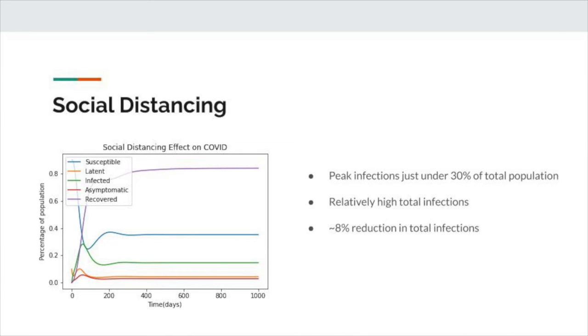Next, we have the plot for social distancing being introduced into the population, reducing the infection rate by 25%. Here we can see that the infections peak at around 30% of the population, and there's still relatively high total infections throughout the simulation, but the total infections were reduced by around 8%, which is still an improvement.